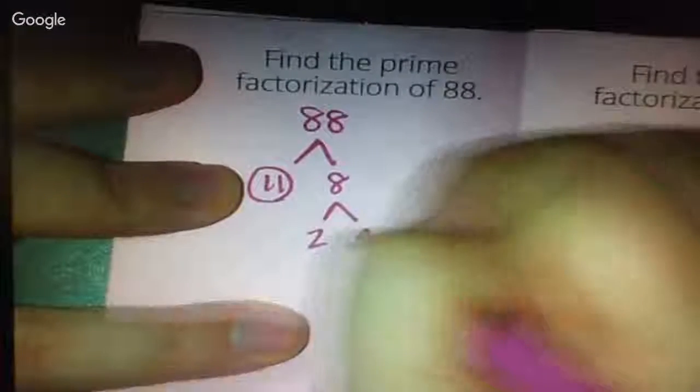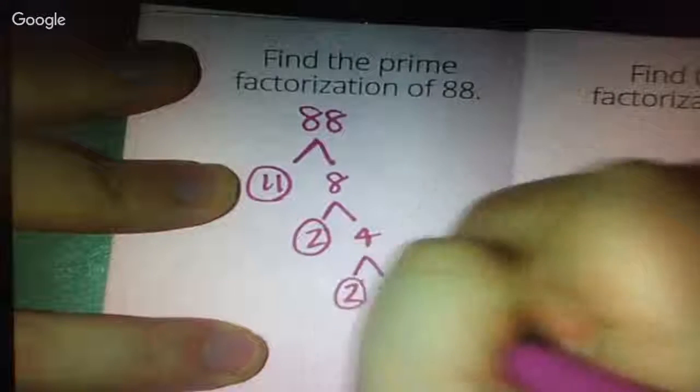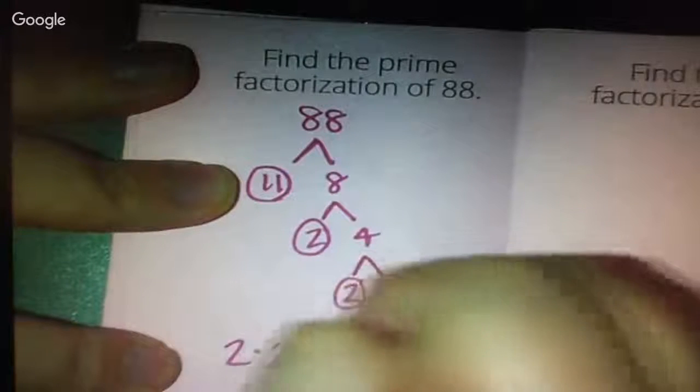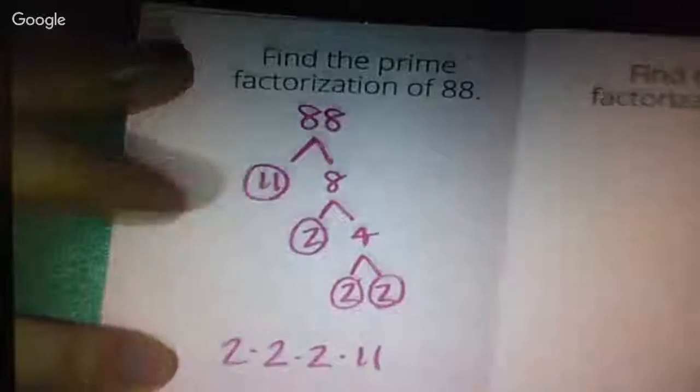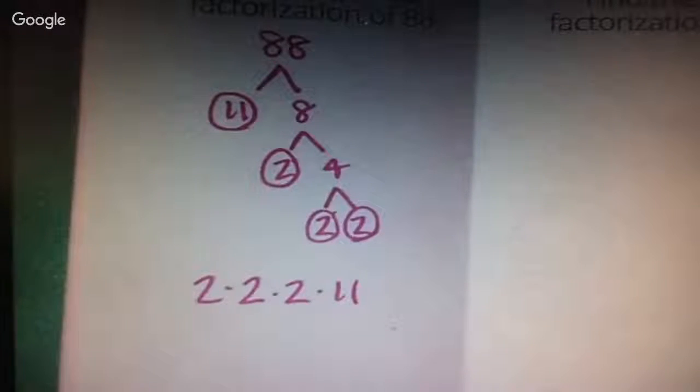Okay, flip the page. 11 and 8. Let's start with 11 and 8. 11 is prime. 8 is 4 and 2. 4 is 2 and 2. So it's 2, 2, 2, and 11. Can they go out of order? Yes. My suggestion though is if you have more than one 2, put all your 2s together, all your 3s together, and so on.